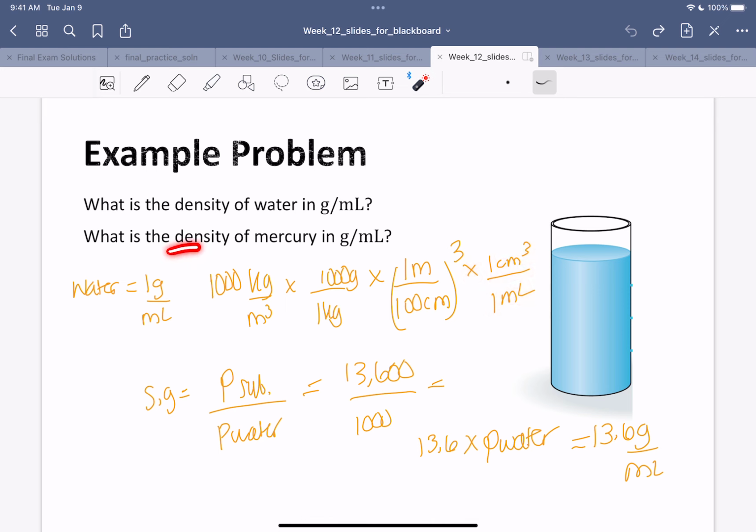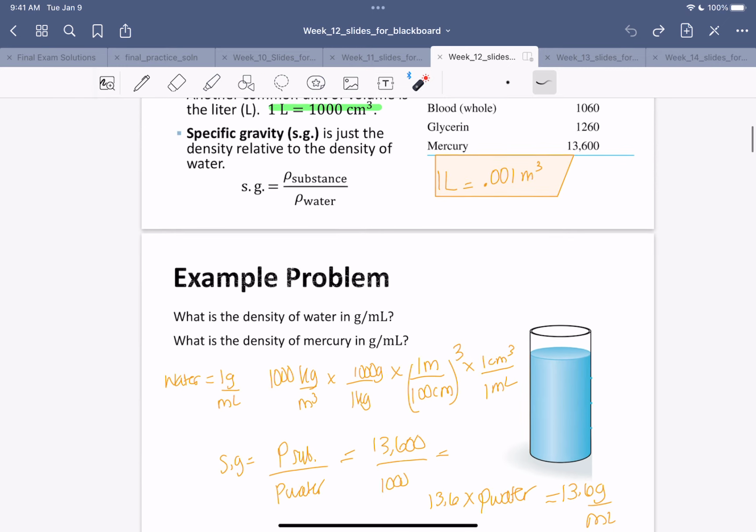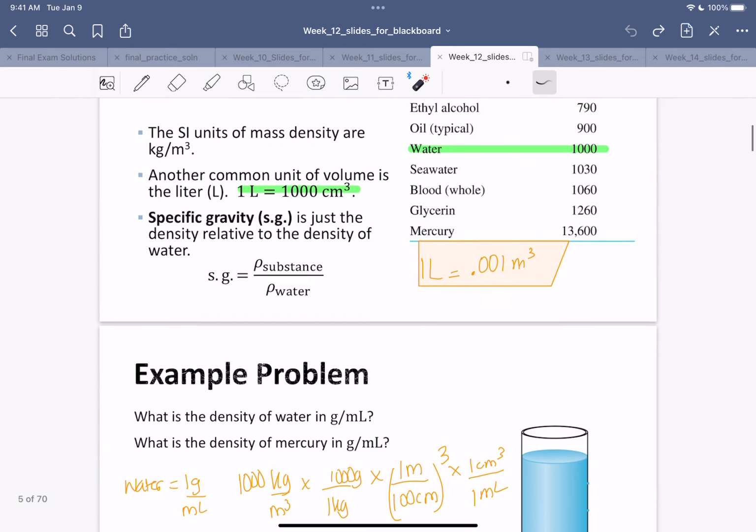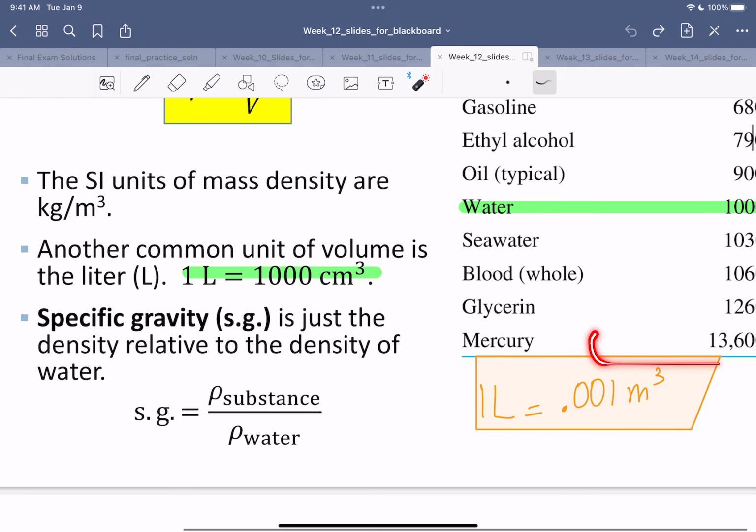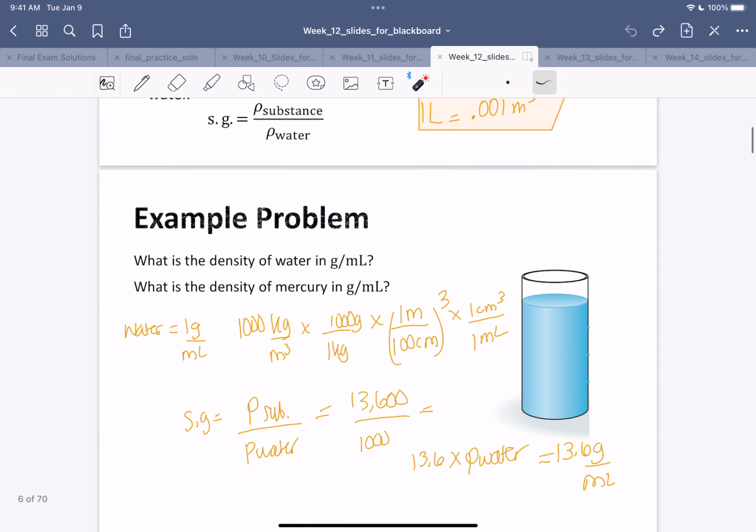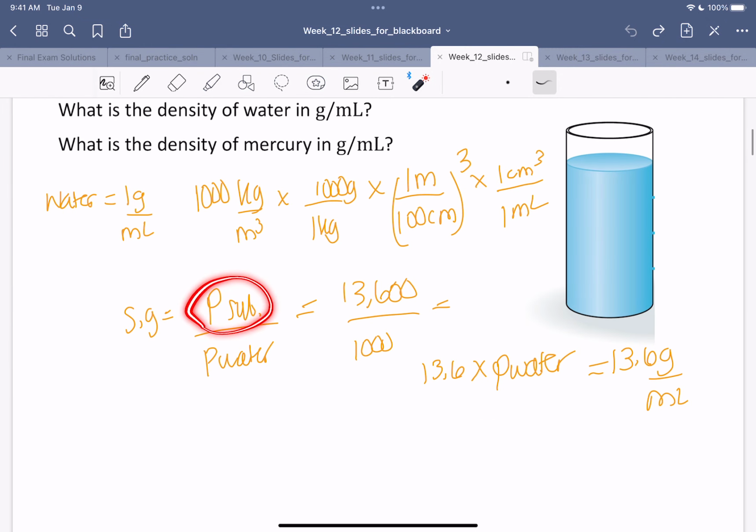So if they were to ask you as well, what's the density of mercury, right? If you have the density of mercury as 13,600 kilograms per meter cubed, that's the density of the substance. We can look at that, divide by 1,000, that gives us our specific gravity, right? So specific gravity is 13.6 in that case.